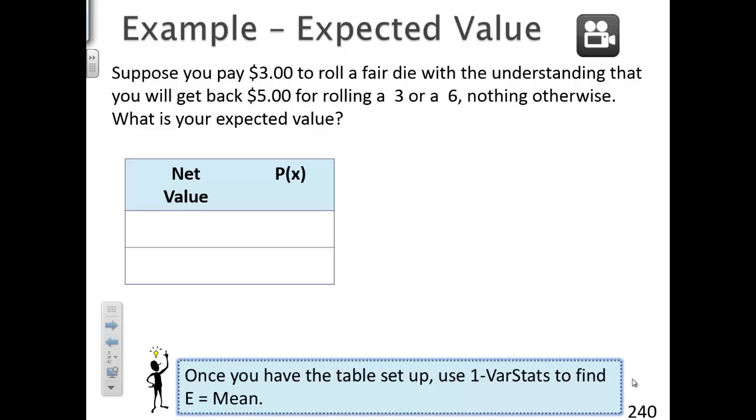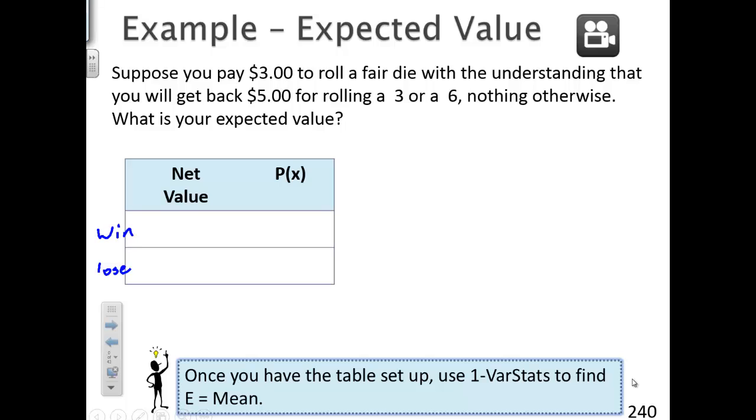Suppose you pay $3 to roll a fair die with the understanding that you will get back $5 for rolling a 3 or a 6. Nothing otherwise. What is your expected value? So let's think about this. Let's call this first row a win and the second one we lose.